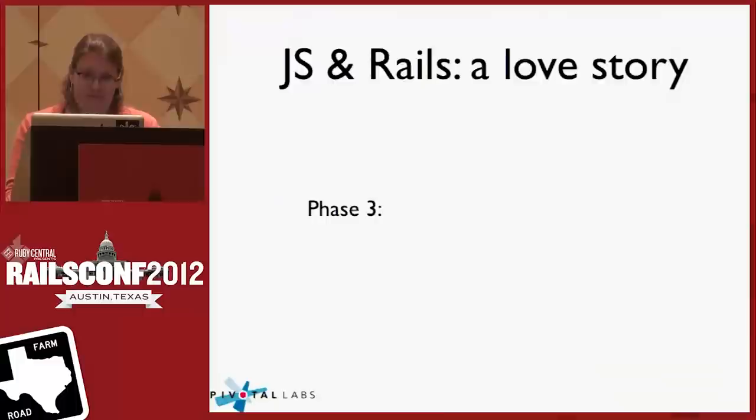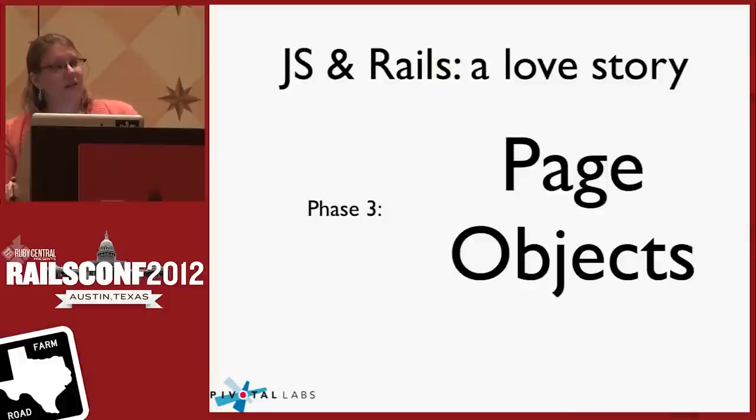OK, so that brings us to phase three, right, which is what happens when you start outgrowing the throw all the JavaScript in the top of your page pattern. And this is a pattern that I've seen used a lot and is still used quite a bit, which is page objects. And what happens in this pattern is that we take all that JavaScript that is at the top of the view, and we separate it into unit testable functions in a JavaScript object that's scoped to the page being rendered.